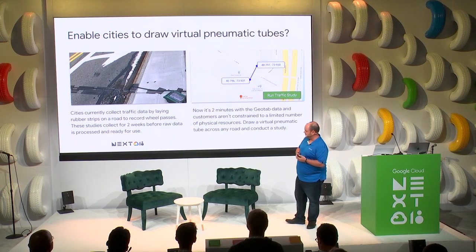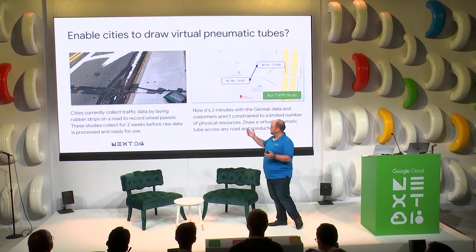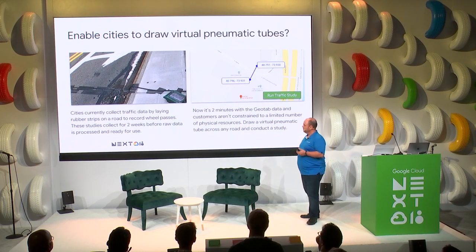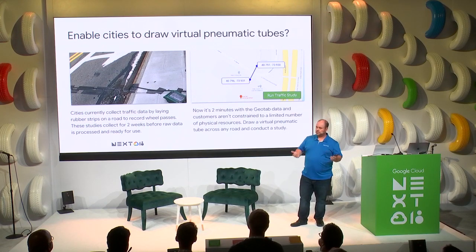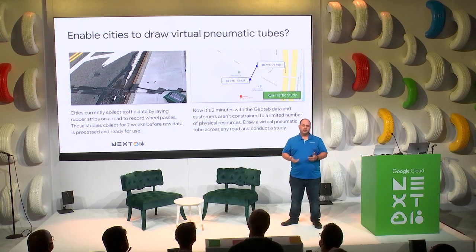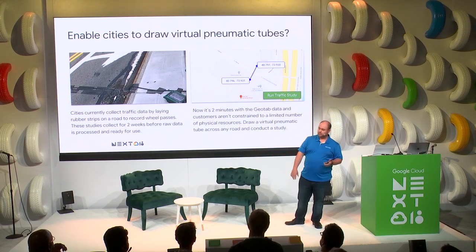You're a concerned citizen. And so what might happen today is someone would go out and install pneumatic tubes across the road and conduct a study. And they're measuring the volume of traffic that comes across those tubes and the speed that they're traveling. And they collect the data for a few weeks, they bring it back, they analyze it, and then they get back to you, the concerned citizen, with the results.